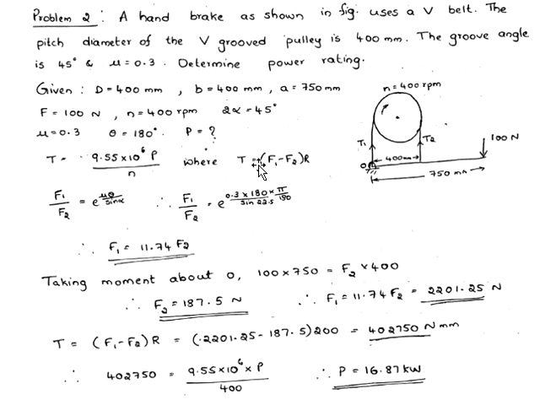T is given by F1 minus F2 into R, and one more equation is F1 by F2 is equal to, since we are using V grooved pulley here, since we are using V belt here, equation will be e to the power mu theta divided by sin alpha. If you are using flat belt, equation will be e to the power mu theta, that's it. But since we are using V belt, equation will be e to the power mu theta divided by sin alpha. So use these two equations, find out F1. After getting F1 and F2, calculate torque, substitute in this equation, you will get power.